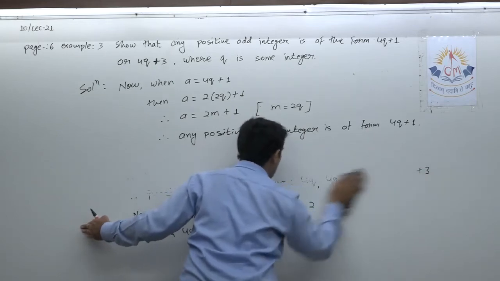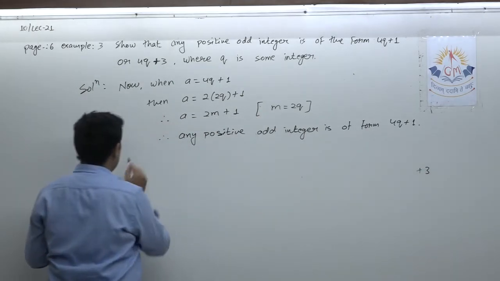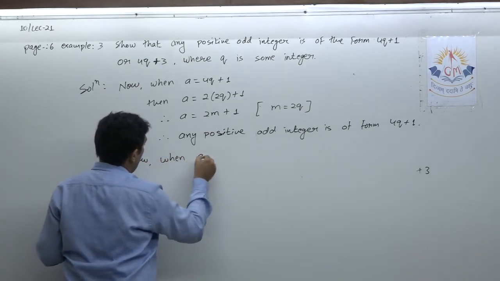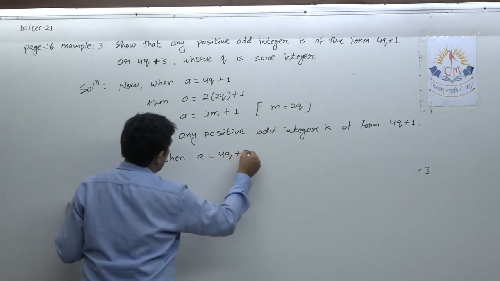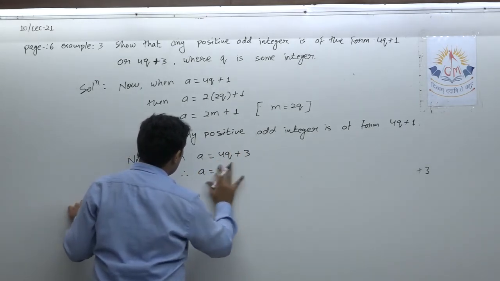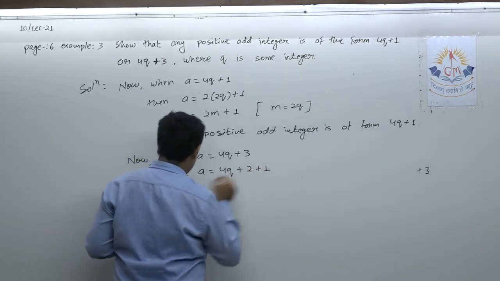Now we'll do the same thing for 4q plus 3. Okay, so now when a is equal to 4q plus 3, I can write a is equal to 4q plus 2 plus 1.